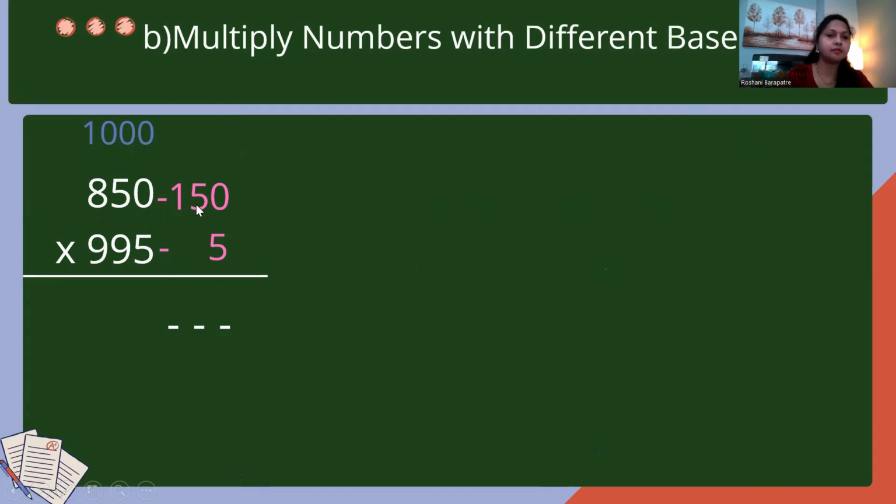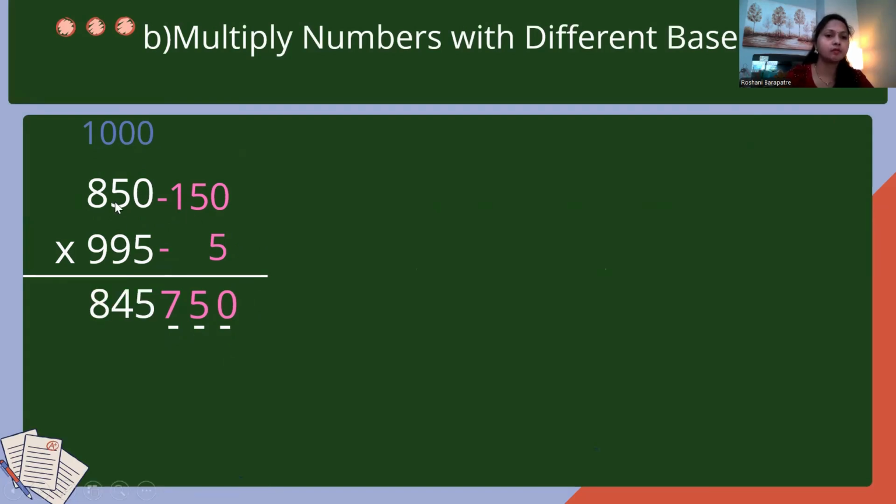850. The difference is 150 and here the difference is 5. Now the number of zeros is 3, so we will put 3 places here. Then the second step is multiplying this difference. Minus 150 multiplied by minus 5. Minus minus will get plus. And we will get the answer 750. Okay. We will put the answer on the RHS.